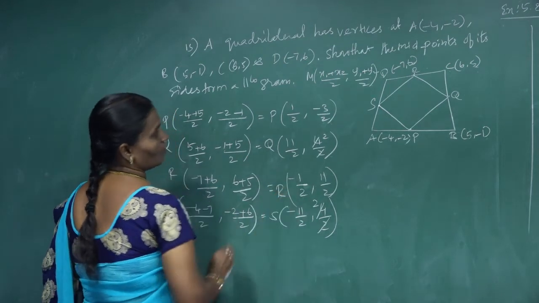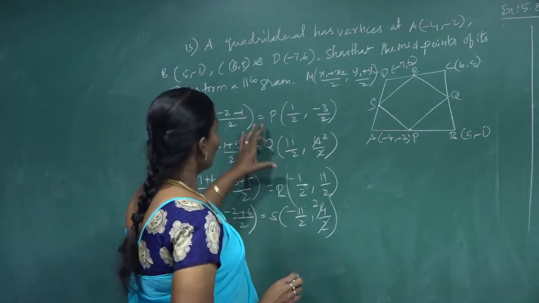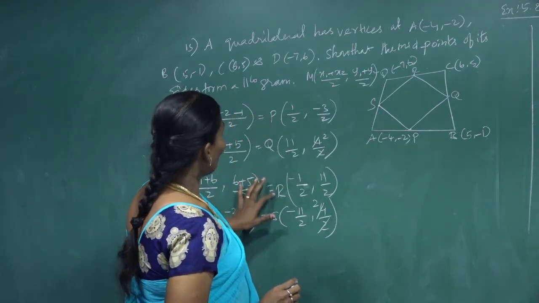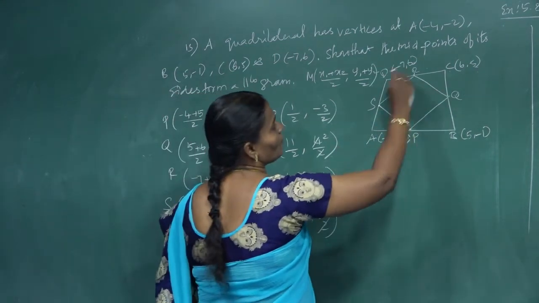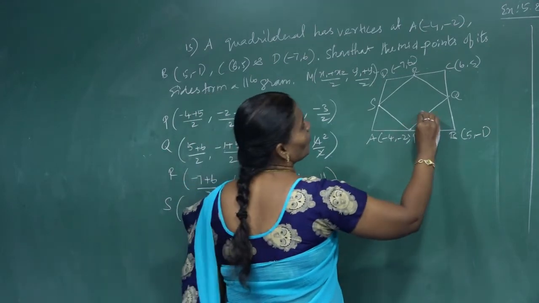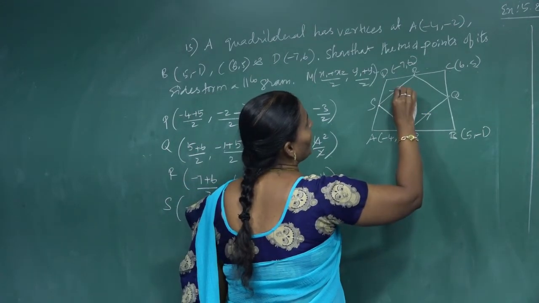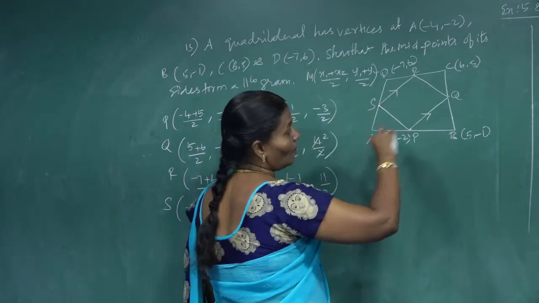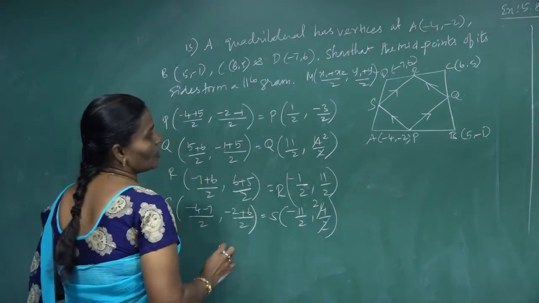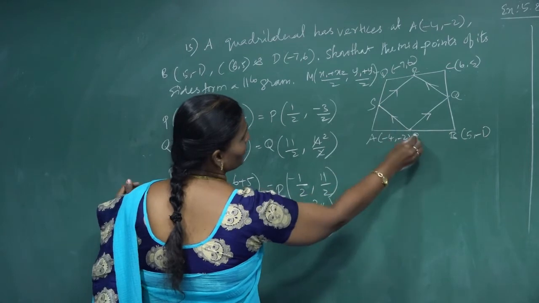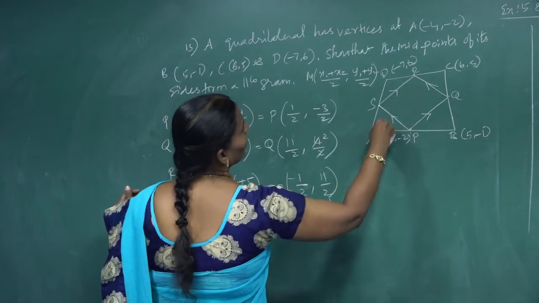PQRS points. Okay, midpoints. Now we have to prove these 4 points form a parallelogram. If the 4 points form a parallelogram, we have to prove the opposite sides are parallel. Okay, opposite sides are parallel. Now you take PQ and SR.